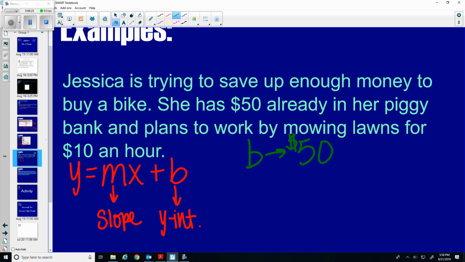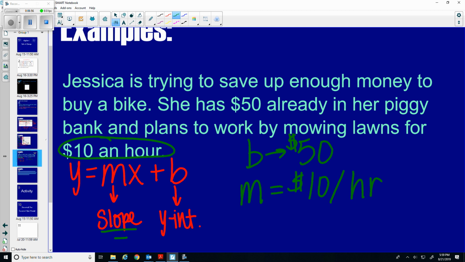Okay, now we need to know slope. When we're looking at slope, we're going to look for that rate of change. So $10 for every hour, whatever it is. If we look here, she makes $10 for every 1 hour that she works. That's going to be my slope. So my rate of change is $10 per hour.